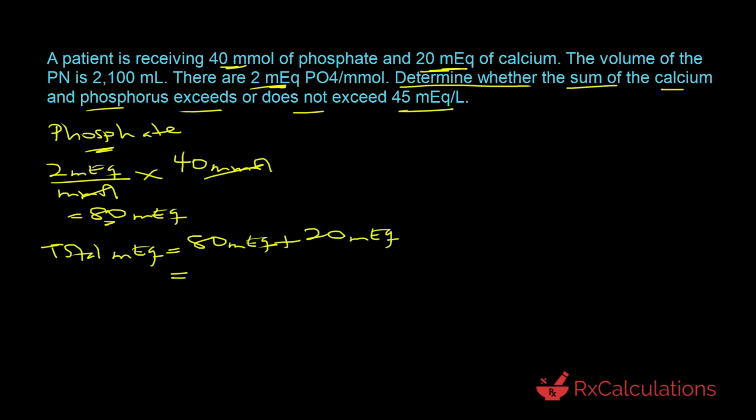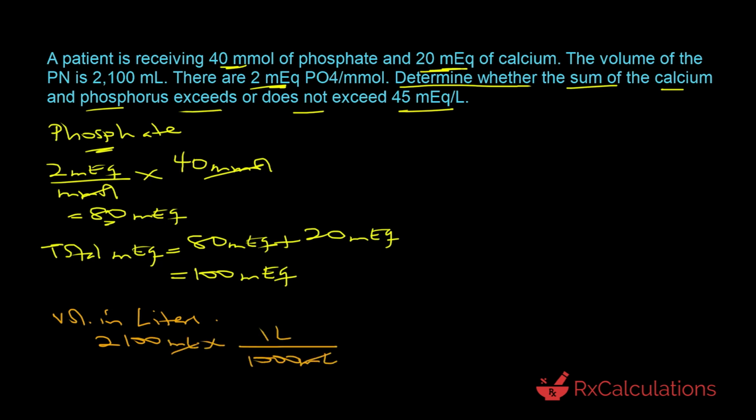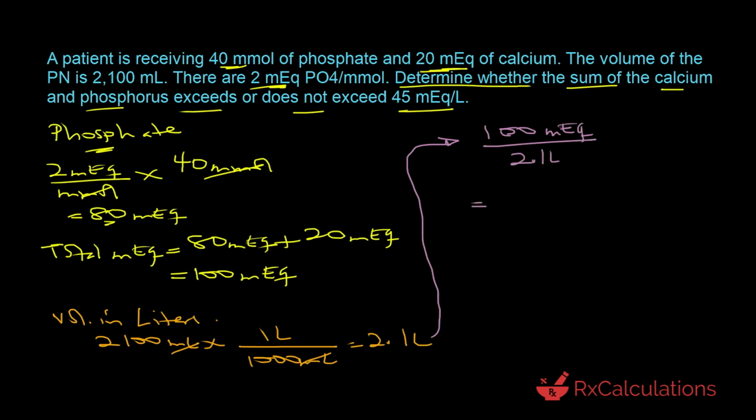and that's going to be equal to 100. Now we need to divide this by the volume of the preparation in liters. All of you could do this by inspection, but let's just talk about the volume in liters. You have 2100 milliliters, and the conversion factor is 1000 ml to 1 liter. So this is 2.1 liters. What that means is you're going to take the 100 milliequivalents and divide it by 2.1 liters. And this gives 47.6.